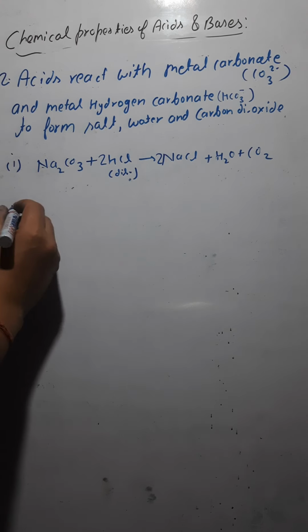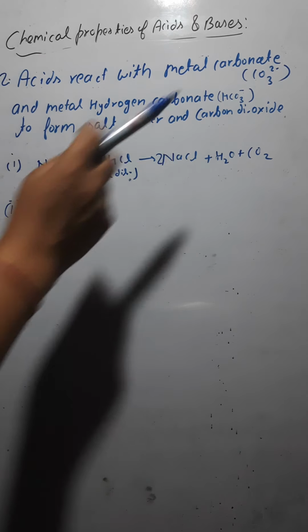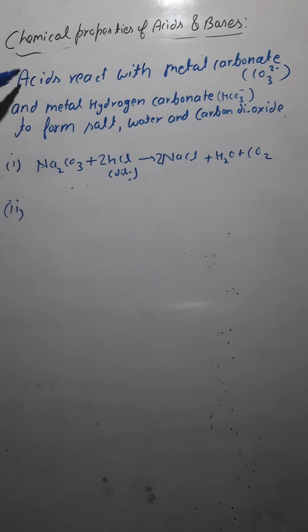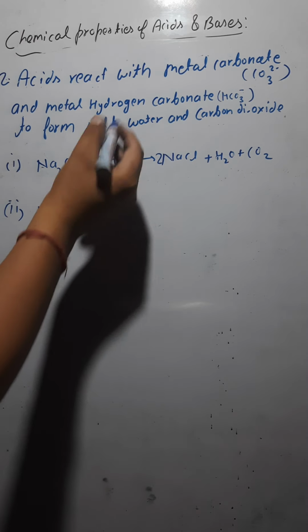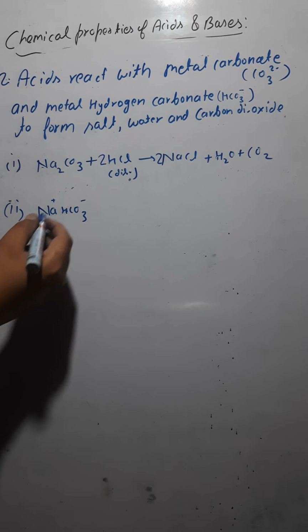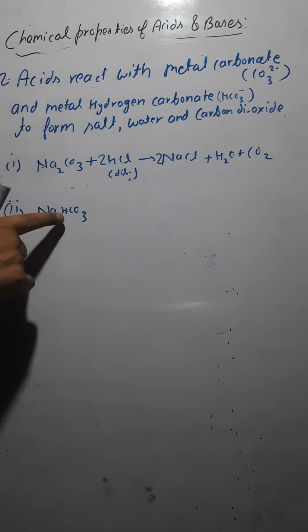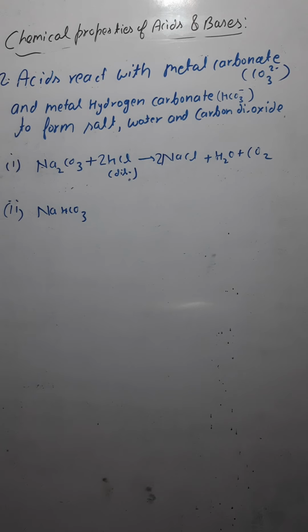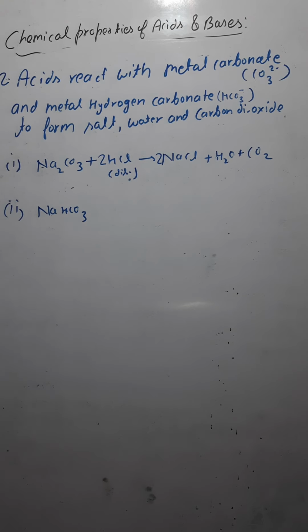Now the second part of the reaction. When acid reacts with metal carbonate, it gives salt, water and carbon dioxide. Now, when acid reacts with metal hydrogen carbonate, what is the metal hydrogen carbonate? Let's say sodium, and its hydrogen carbonate is HCO3. HCO3 is also single negative and sodium is single positive, so it is balanced. Do not write 2 here because the charge is only -1. So NaHCO3, that is metal hydrogen carbonate, sodium hydrogen carbonate.